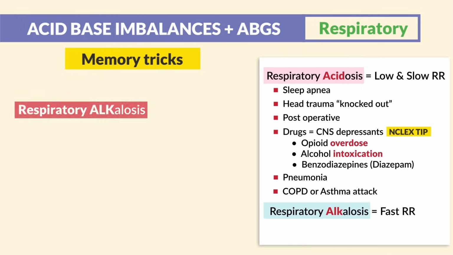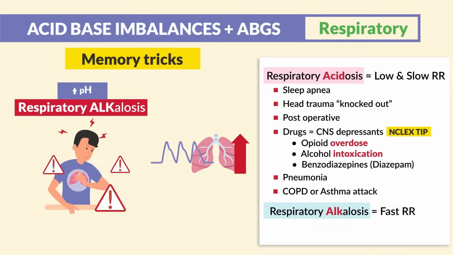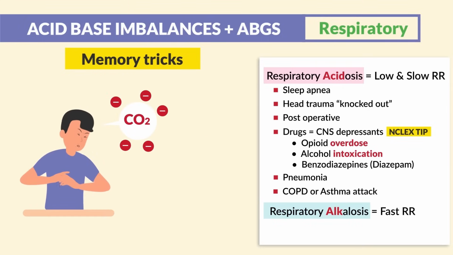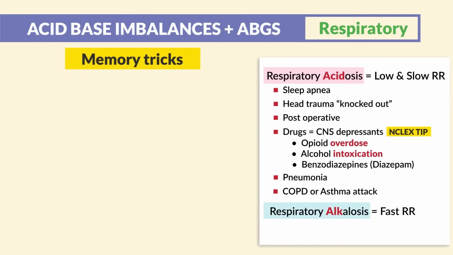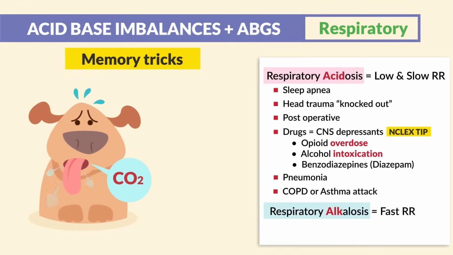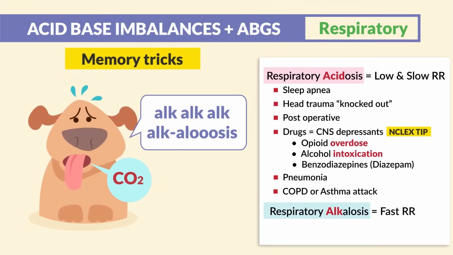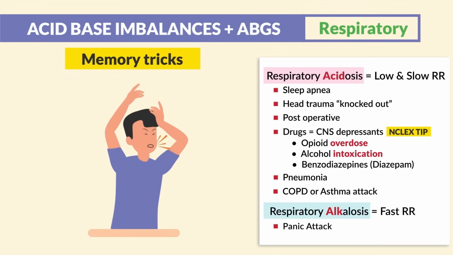Now, on the other side, for respiratory alkalosis, we have a fast respiratory rate. Hyperventilation is the key term you have to know. So, hyperventilating from, let's say, an anxiety attack from taking a nursing exam. So the memory trick we use, think of a person panting like a dog, basically breathing too fast. It'll put them in respiratory alkalosis. So the big one to know for exams is a panic attack or hyperventilation.